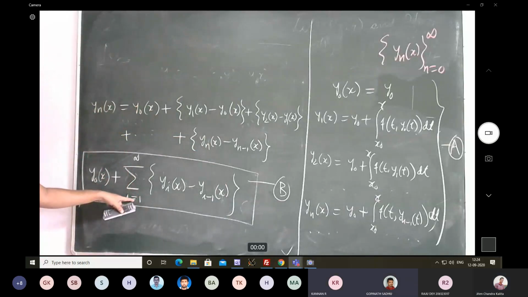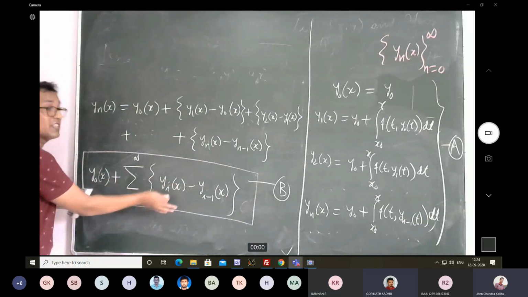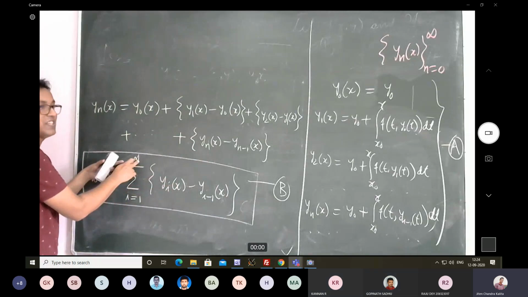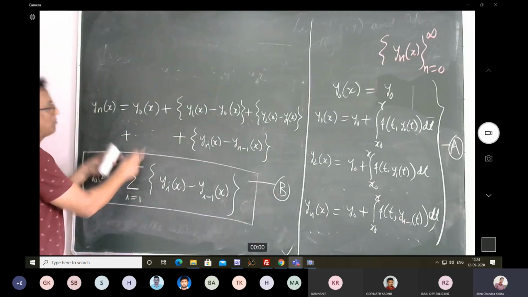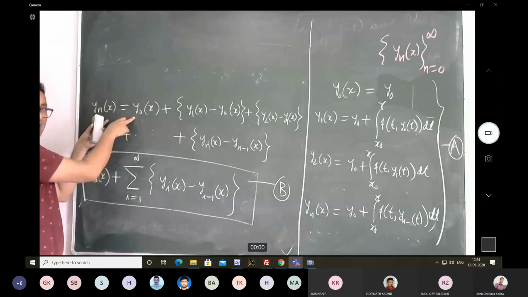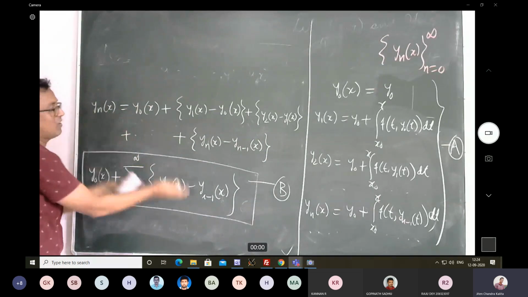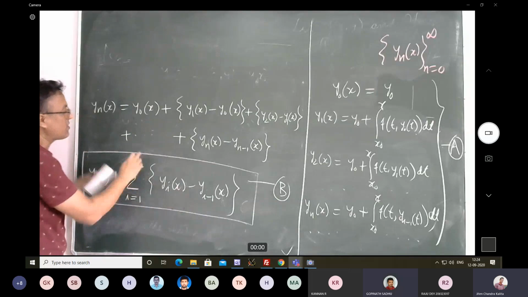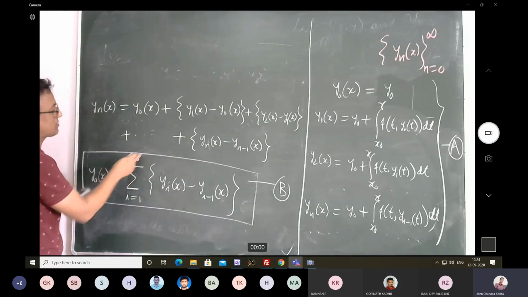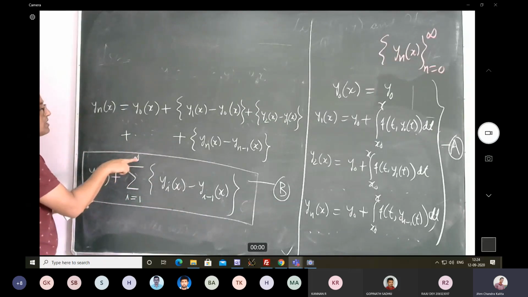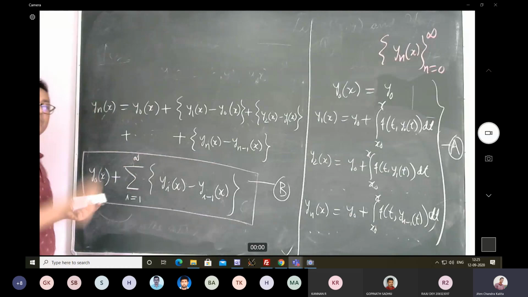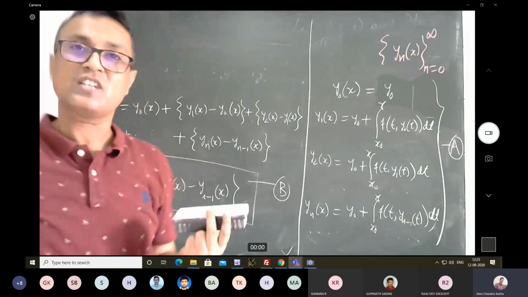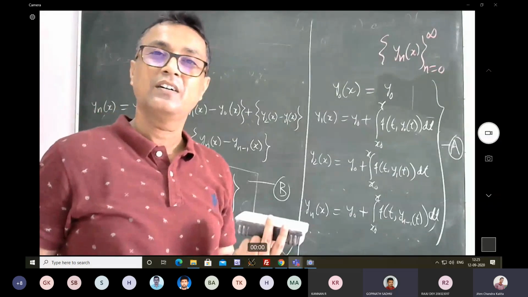Which summation one? This is an infinite series. That is why its range is 1 to infinity. But this one is the nth partial sum of this infinite series. If you curtail this infinite series, instead of infinity you simply plug in n, then you are going to get y and x. That is nothing but the definition of the nth partial sum. Is it okay? Okay, sir.